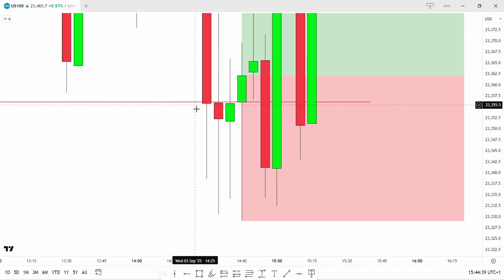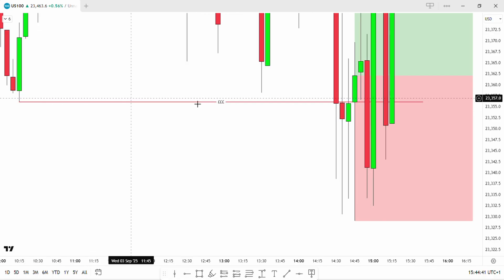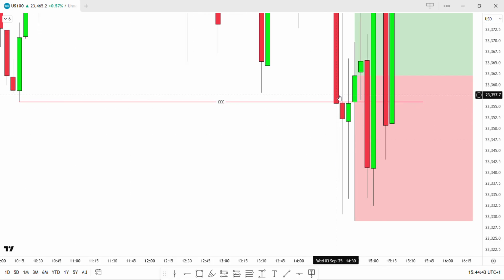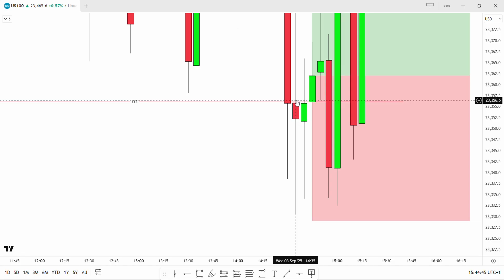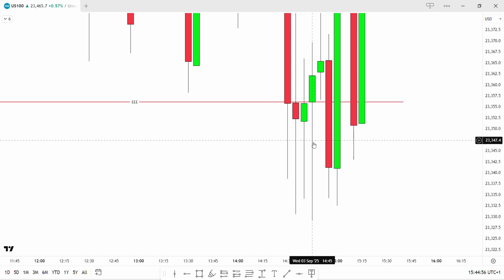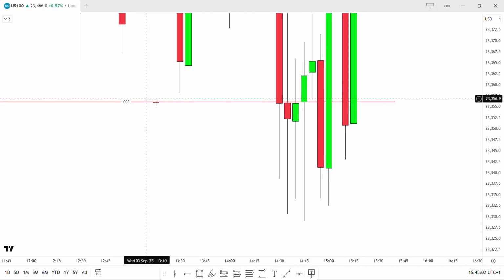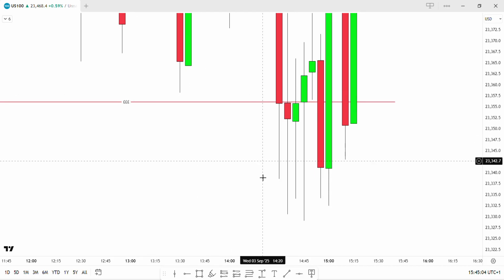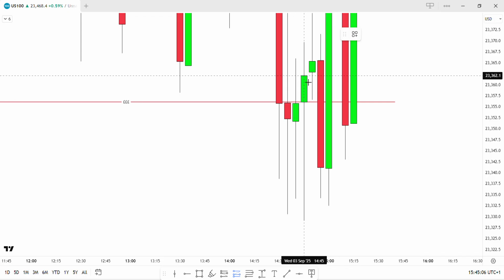Okay, what we want to see is that point get taken out and then close back up above it. Next candle opened, closed below it. Next candle opened, closed below it. This candle opened, if I delete that, we then tested all the way down, taking out these lows here, but we closed above this manipulation point. That was the long signal.